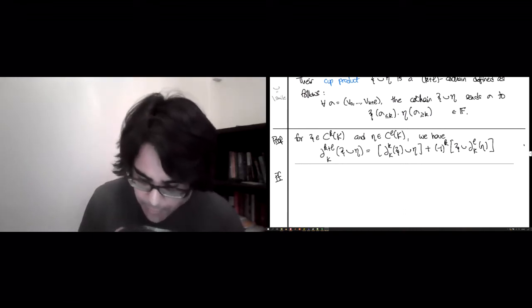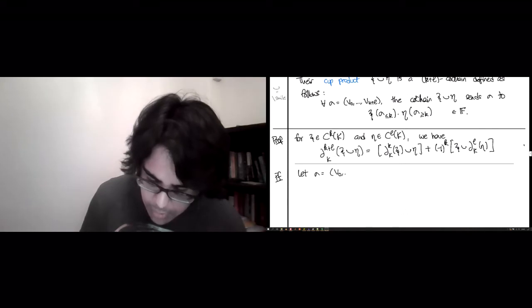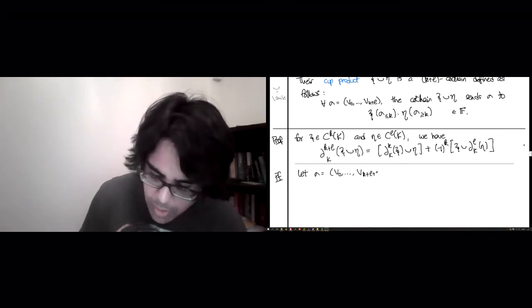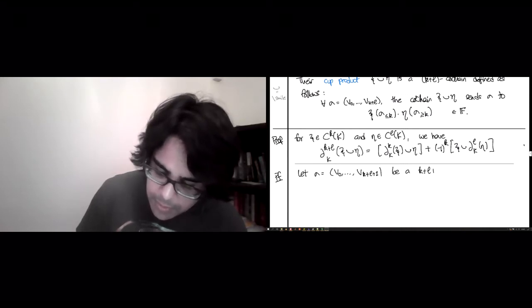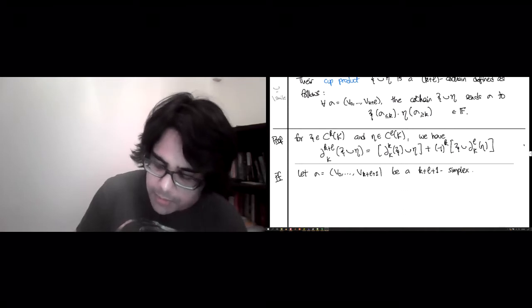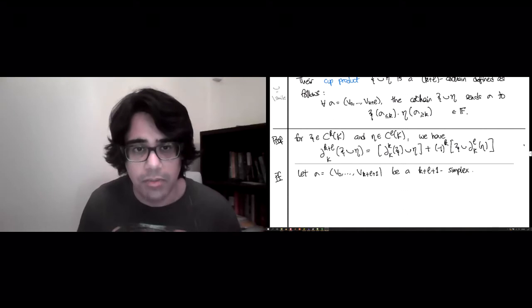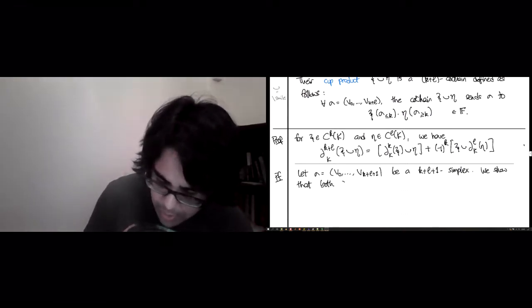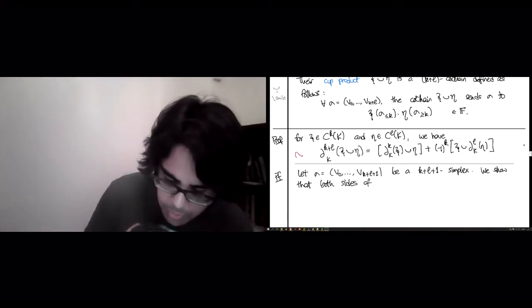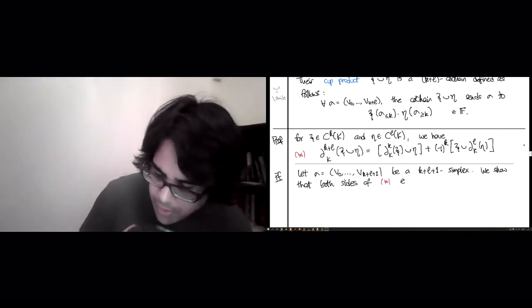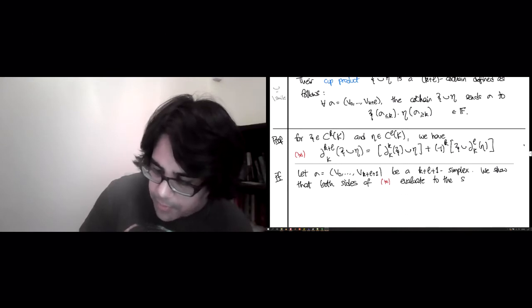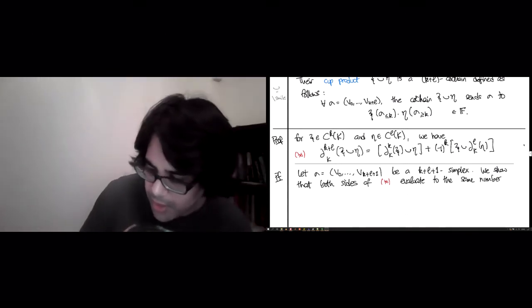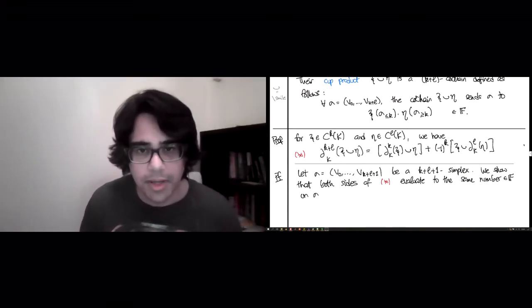So let's prove it. Let sigma, v0 through v(k plus L plus 1), be a k plus L plus 1 simplex. And why do I need a simplex of that dimension? Because when I take the coboundary of this k plus L cochain, which is xi cup eta, I produce a k plus L plus 1 cochain, and therefore it must act on simplices of this type. And we show that both sides of the desired thing that we want to prove, let's call it star, evaluate to the same number in F when you feed them sigma as input.